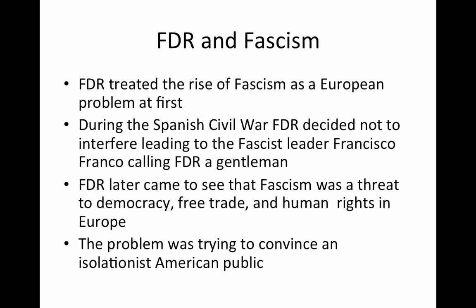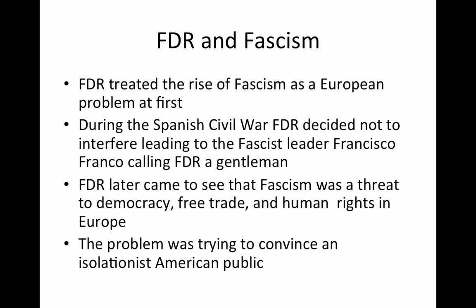When it came to fascism, FDR treated fascism really as just a European problem. For example, there was a fascist civil war that took place in Spain, in which the fascist leader, Francisco Franco, was up against what were called the Republicans, who were attempting to keep Spain from becoming fascist. Franklin Roosevelt stayed out of this conflict, and in fact, at one point, Francisco Franco called FDR a gentleman for having stayed out of the conflict.